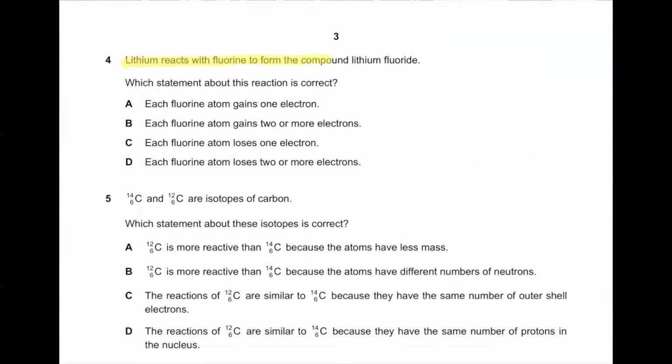So question number 4. Lithium reacts with fluorine to form the compound lithium fluoride. Which statement about this reaction is correct? Each fluorine atom gains 1 electron. All right. So we can see lithium, when it reacts with fluorine, produces lithium fluoride. Lithium is a metal. When it reacts with fluorine, it produces Li+ and F-. So definitely fluorine has gained 1 electron. So which statement about this reaction is correct? Each fluorine atom gains 1 electron.